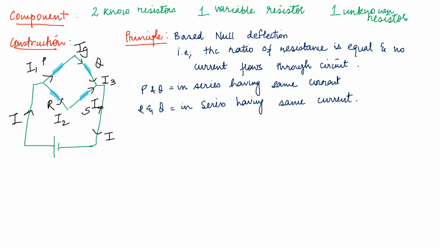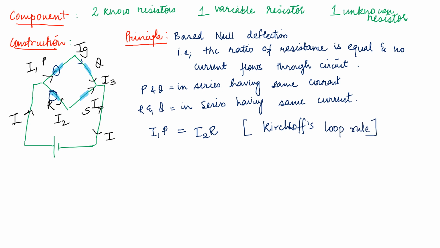Now from here the current I1 is flowing in P, which is equal to the current I2 flowing through R. Okay, similarly I1 equals I3. If I say these two arms are equal, this will give us current 1 into P equals current 2 into R. This is coming from Kirchhoff's loop rule.